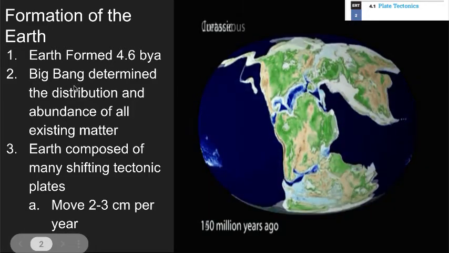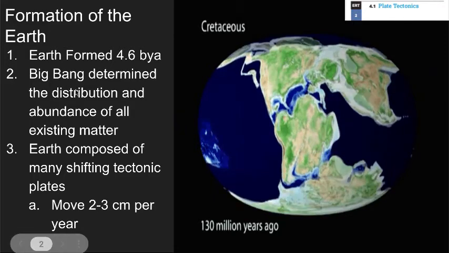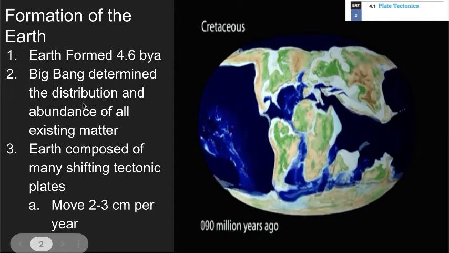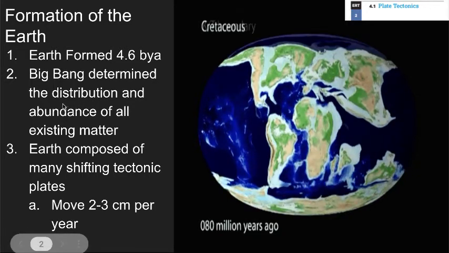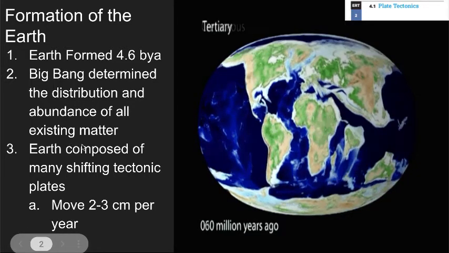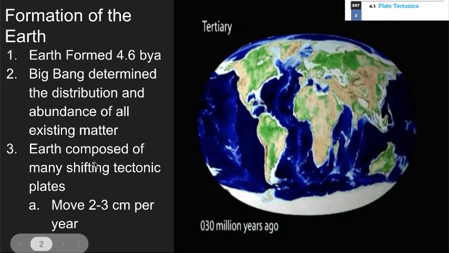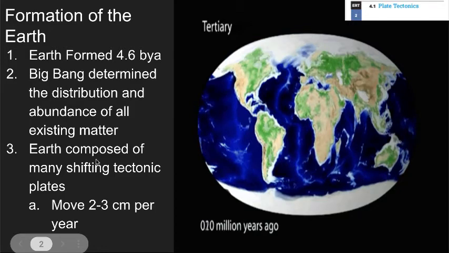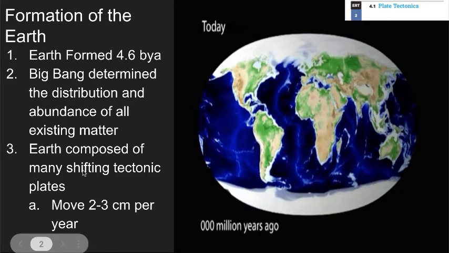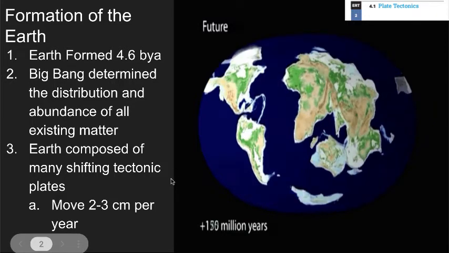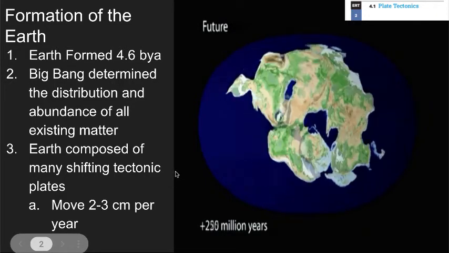The Big Bang determined the distribution and abundance of all existing matter in the universe here. And so that kind of started this formation process, everything unfolding here. The Earth is composed of these big plates, and we refer to those as tectonic plates. And they move and shift at about the rate of your fingernail growth, which is a good analogy. So about 2 to 3 centimeters per year.